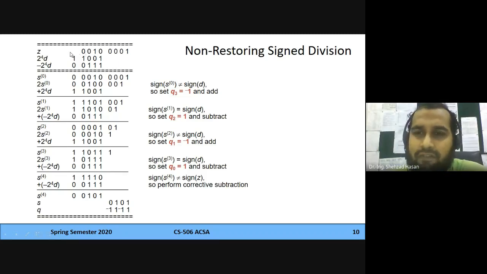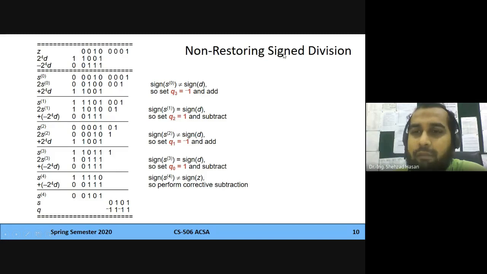Okay, so let's look at this algorithm. We are going to start with a dividend. Remember, we are talking about signed numbers. This is a positive number because it has MSB 0. We are talking about 8 bits, so the divisor should come in 4 bits. The 4-bit divisor is 1001, right?